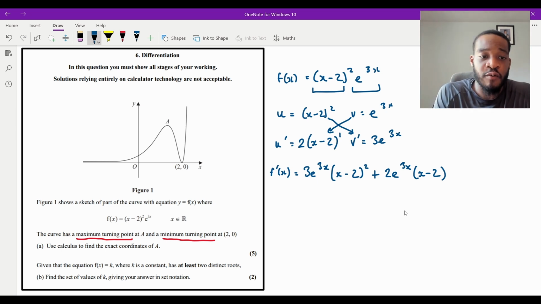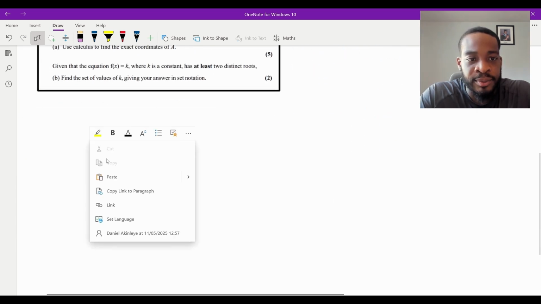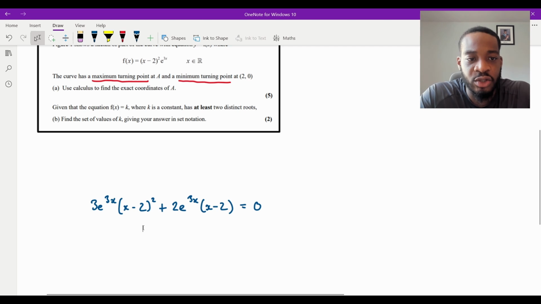And because we're looking for the exact coordinates of A, which is the maximum turning point, I need to set it equal to 0, don't I? So essentially, I need to solve this equation. Let me just grab this and put this underneath, because I think my face is going to be cutting the text out soon. So let me put this here. Okay, so we need to solve this and make it equal to zero.